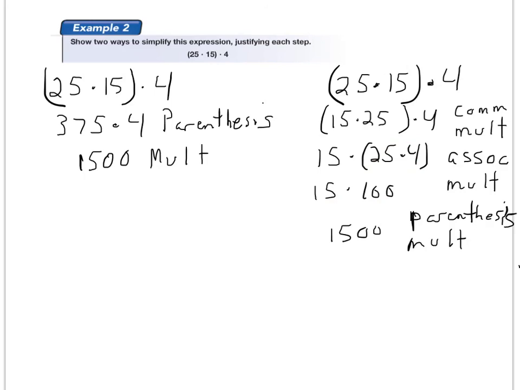I'm saying that I understand, because of these two mathematical properties, that I can multiply 25 times 4 first and get 100, and then multiply that by 15, and get 1500. And that is a heck of a lot easier to do in my head than trying to figure out what 25 times 15 is and then multiplying it by 4. Okay? So that's what these properties are good for.